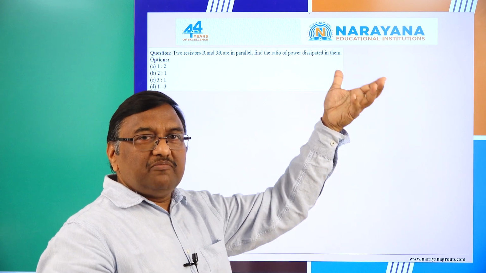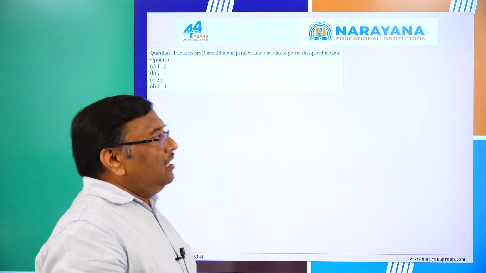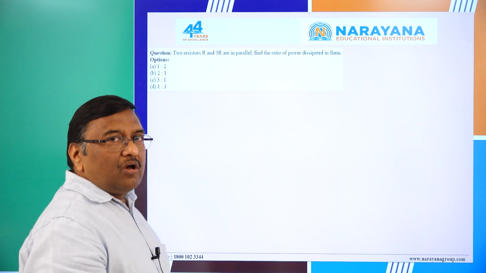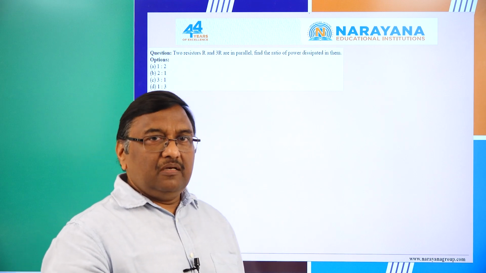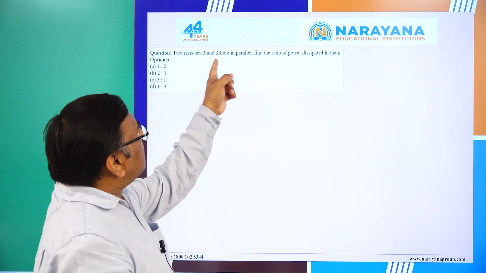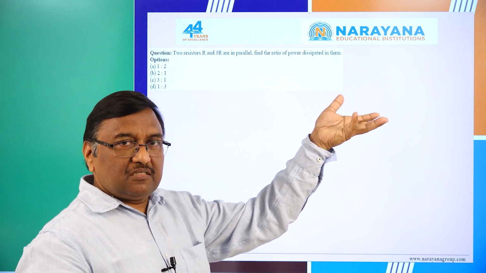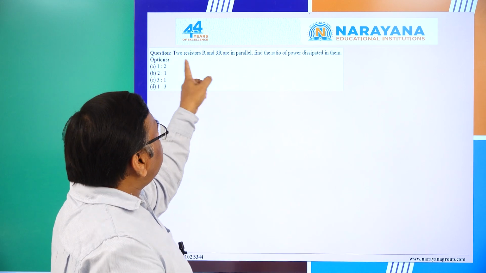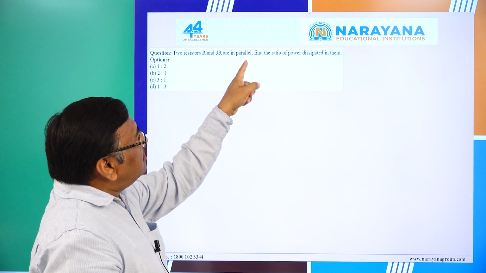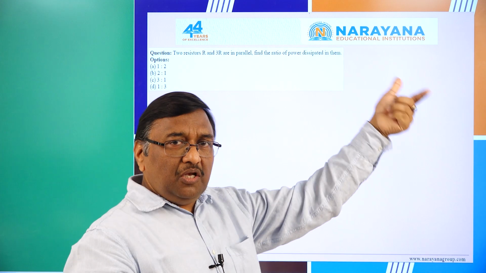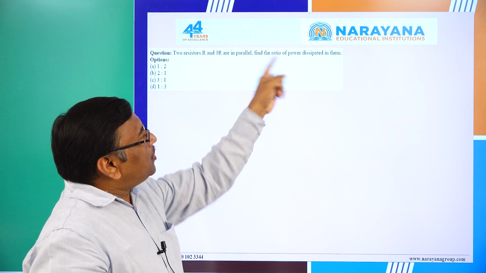square R, or sometimes we write V square upon R. What we have to write, whether I have to write power dissipated as I square R or V square upon R, you know very well. Whenever the conductors or the resistors are connected in series, the current is going to be the same in both the resistors. That means if resistors are connected in series, I will use power is equal to I square into R, so I can say my power will be proportional to R.